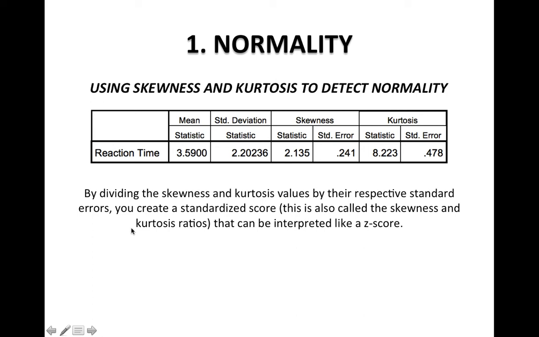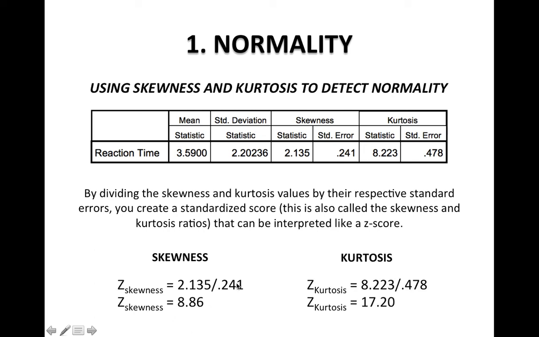So what we're looking for is that we need to calculate the skewness ratio and the kurtosis ratio. We divide the statistic by the standard error, and then we interpret the resulting score like a z-score. So for example, the z-score of skewness is 2.135 divided by 0.241, and we get 8.86. And for kurtosis, we do 8.223 divided by 0.478, and we get 17.20.